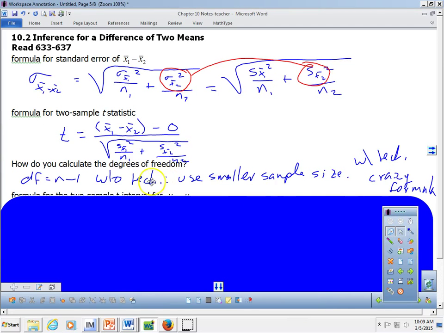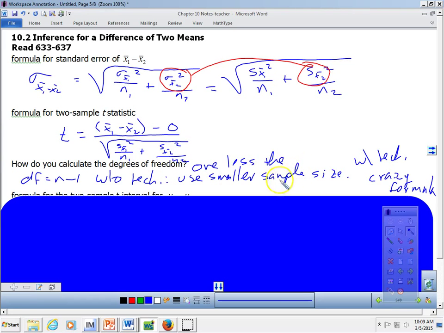But without technology, we're going to use the smaller sample size, take one, I guess we ought to say one less than the smaller sample size. So we put that in here. And then we'll use that for our degrees of freedom.